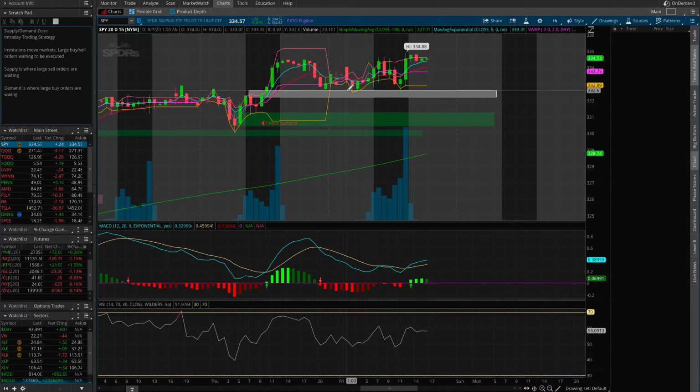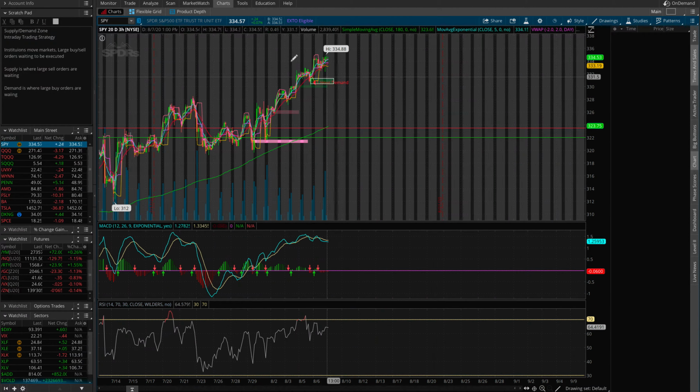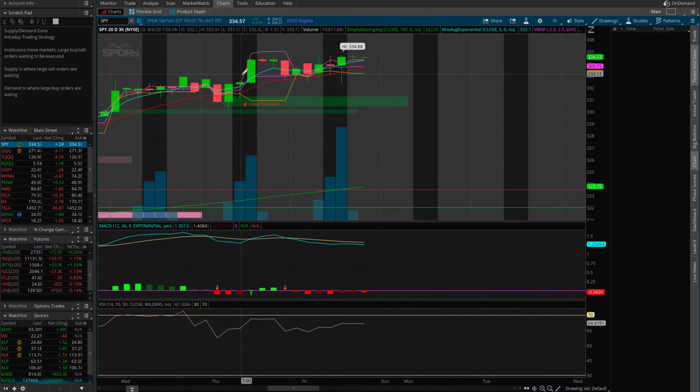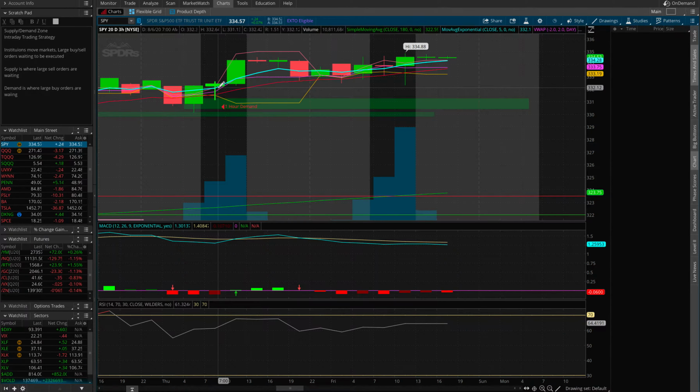I make them gray when they're invalid. You actually have to draw all these in, and the longer a stock or ETF spends time in the zone, the more it is invalidated, because there's less orders there. So I'm going to remove this and show you what I did. I believe this was a 3 hour zone at the time. Yeah, so here it is, the base candle.